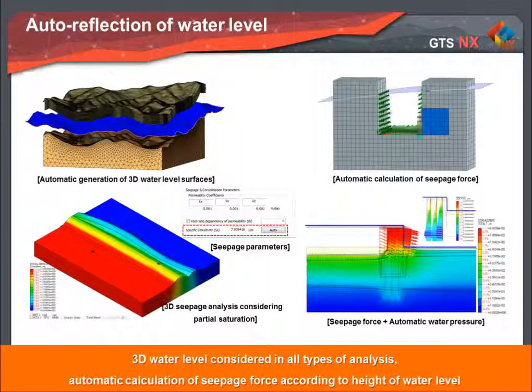Here we can see some examples of how the pore water pressure is acting on the ground. We can now define water levels not only as a plane but also as a 3D water surface. This can be done very easily by just selecting an existing surface. Also, water pressure and seepage force caused by the difference of water level at the element face can be automatically computed and reflected in the analysis results.